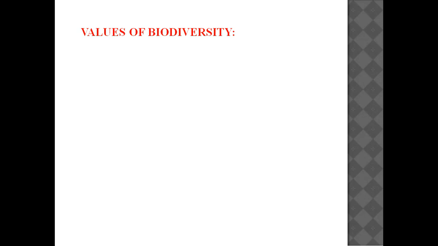You see, biodiversity provides us a variety of services, starting from wood, from soil, from providing us rainfall, governing the pattern of rainfall. They also help in minimizing greenhouse gases, that is, they help to minimize the effect of global warming by absorbing carbon dioxide and other greenhouse gases. So let us see some of the values of biodiversity. The first one is our consumptive value.